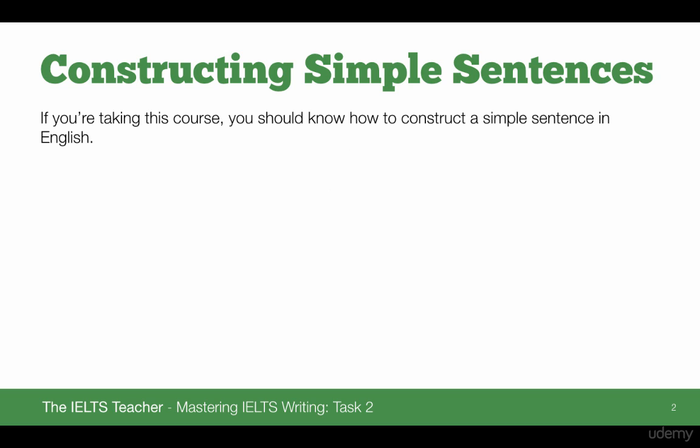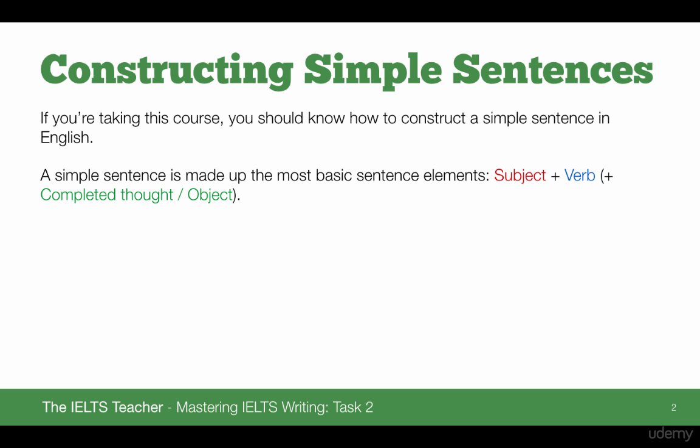Now if you're taking this course, you should already know how to construct a simple sentence in English. It's certainly a requirement even if you're going for like a band 5. Basically, a simple sentence is made up of the most basic sentence elements: a subject and a verb, and then often a completed thought or an object, however you want to put it. The police, there's our subject. Catch, there's our verb, and criminals, there's our object.